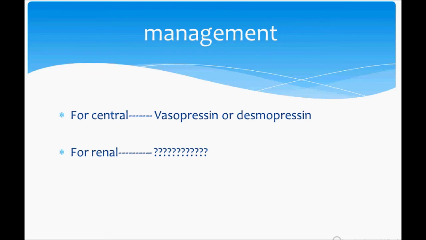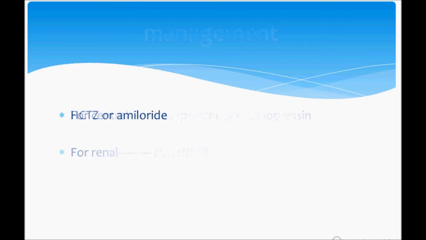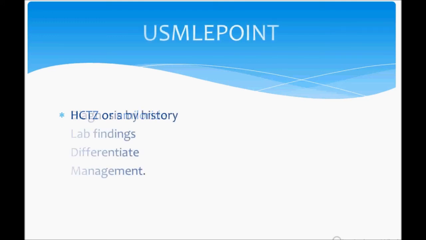Management. How do you manage? For central, give vasopressin or desmopressin by nasal or IV route, and he will be alright. For renal, what do you do? For renal, we give hydrochlorothiazide or amiloride. This is an important question you need to know.